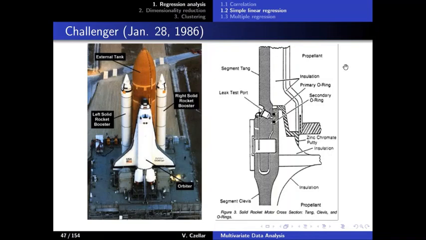NASA held a 3-hour meeting. They knew that it was dangerous to launch the flight, but they held a meeting precisely about whether or not to launch the flight. Now, the reason for the meeting was that the predicted temperature was 31 Fahrenheit for the moment of the flight, and NASA knew that low temperatures were dangerous for launching the flight.